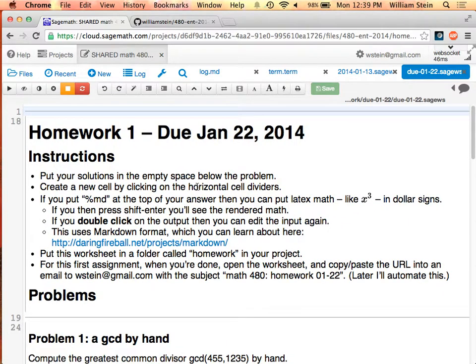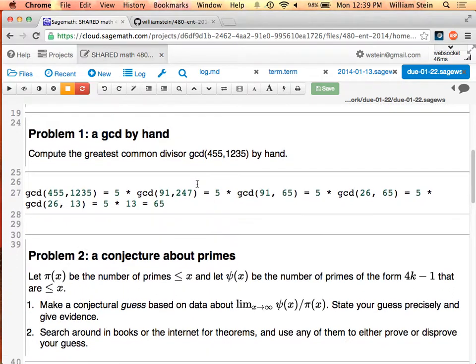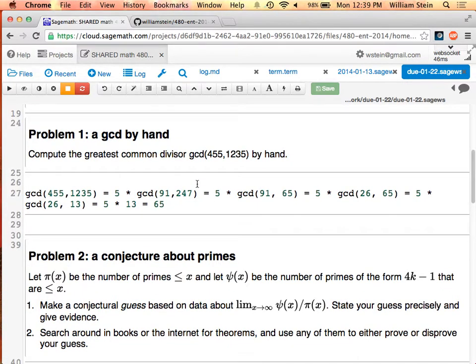Okay, so let me quickly go over the actual problems, and I'll say a few things about how to do them. So here's one: compute the GCD by hand. Looks like somebody already did it here in the shared project. Maybe I'll delete that.